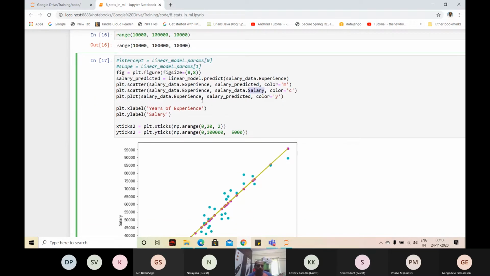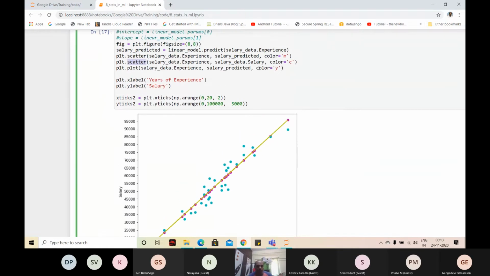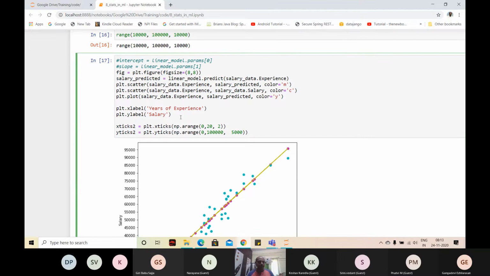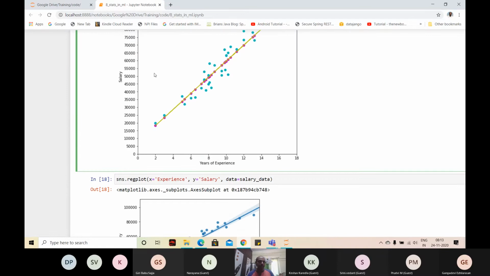So now I used another method called plot. If I say plot and pass the x values and y values, I'll get a line. If I say scatter, I'll get dots. These two plots are taking the same input, experience and salary, but here it is a scatter plot, and here just plot. When you say plot, it's going to plot a line. If you say scatter, it's going to do dots. And the X label, Y label, you already know this. This is years of experience and salary.